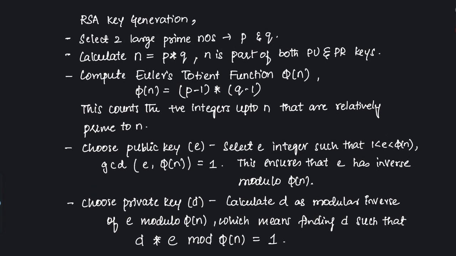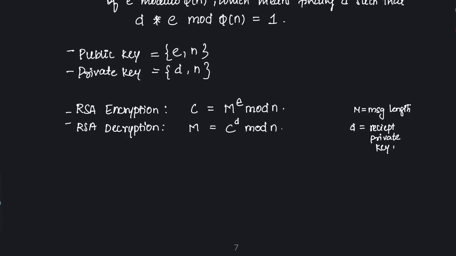Now that we have generated the keys, we'll look into the encryption and decryption formulas. First, RSA encryption. To encrypt a message, M is the message. We have to convert M into a number that is less than n, and compute the ciphertext. C is equal to M power E mod n. This is the formula. Here the sender will use the receiver's public key E to perform this encryption.